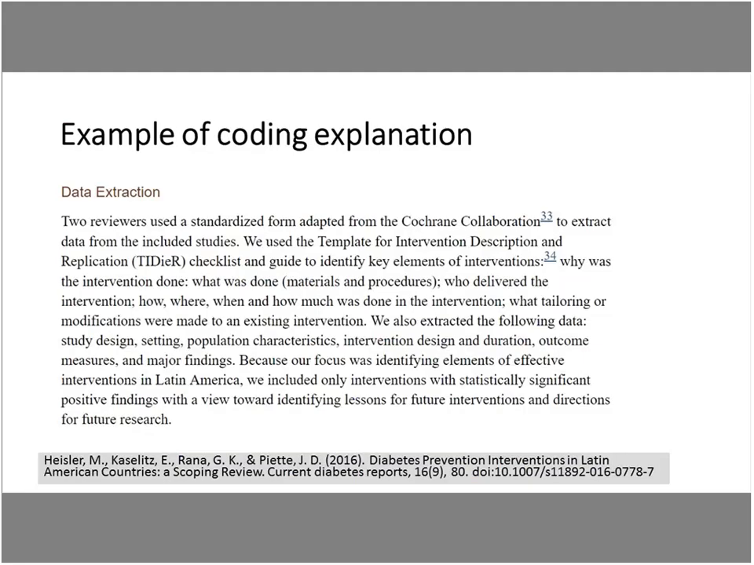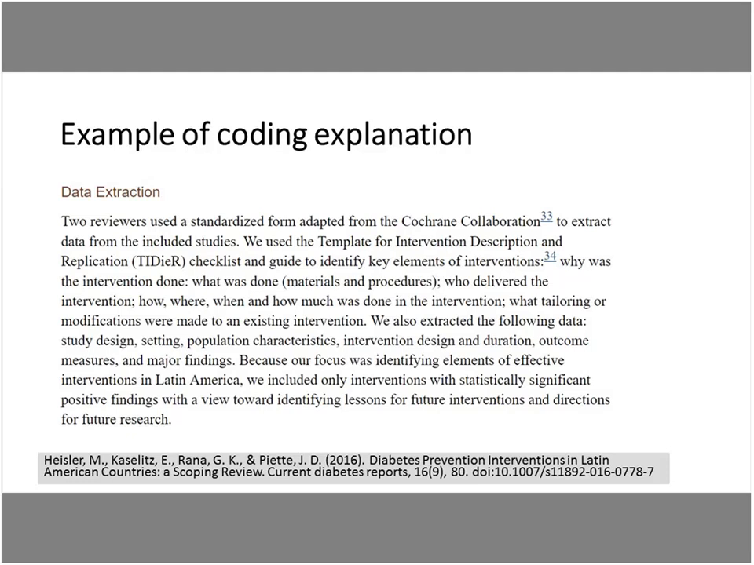So this is an example from a scoping review that I found where they describe the process that they did. And here they say that they looked at the Cochrane collaboration tool, and then they also used the TIDieR checklist, which is a checklist of what should be reported when talking about an intervention. And then they list things very generically here. I think it would have been better to be more specific, but they do.